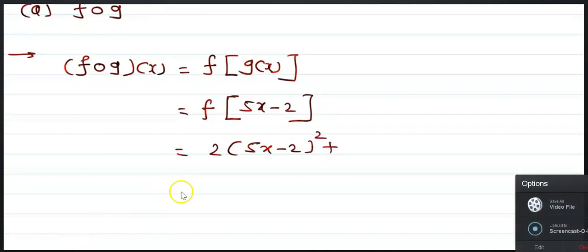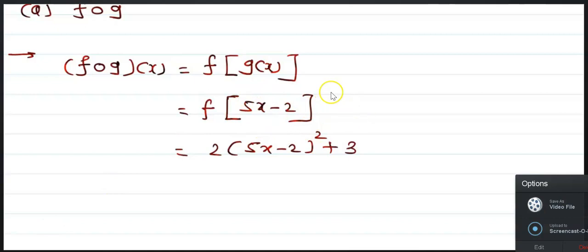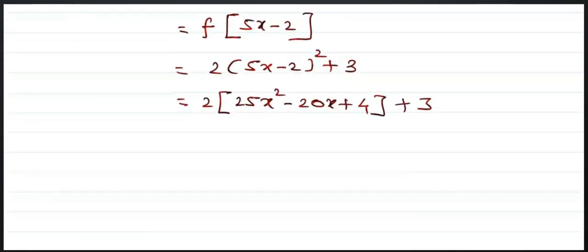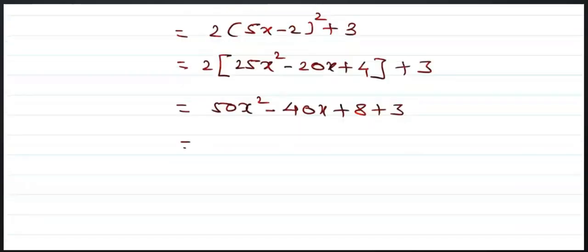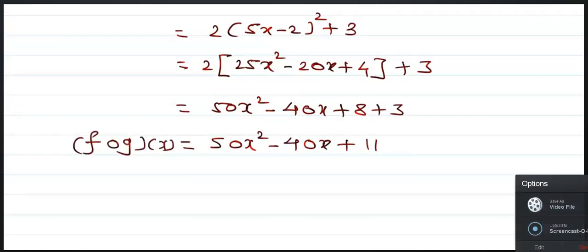But what is our function? That is 2x square plus 3. F of x is 2x square plus 3. But what is here x? X is 5x minus 2. Therefore 2 in bracket 5x minus 2 bracket square plus 3. And now expand it, plus 3. Simplify it. Then you will get the correct answer. And in this way, this is the FOG of x.